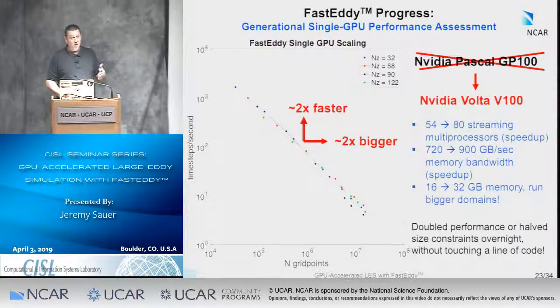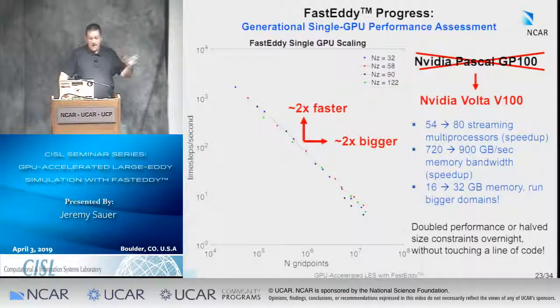So again, just overnight by CISL procuring the new Casper partition with V100s, we could get twice as fast or twice as big on a single GPU without touching a line of code. So that was nice, and thanks again, CISL.